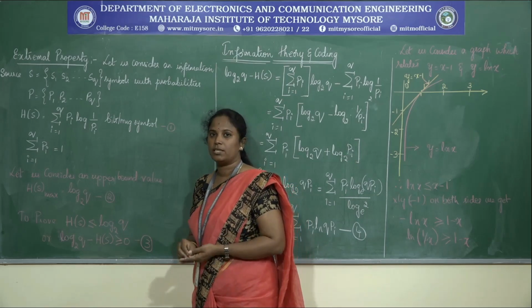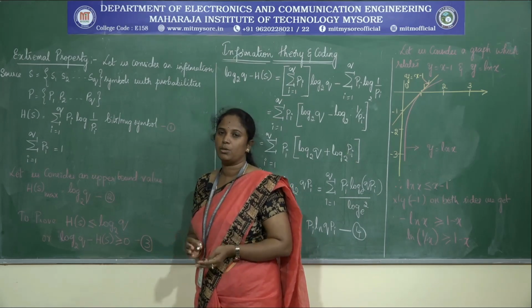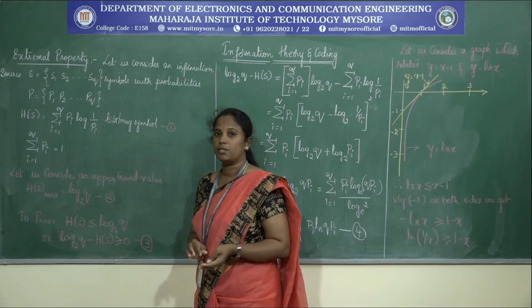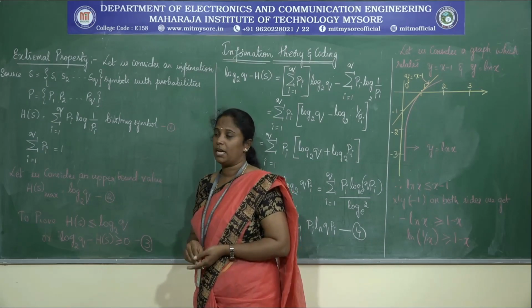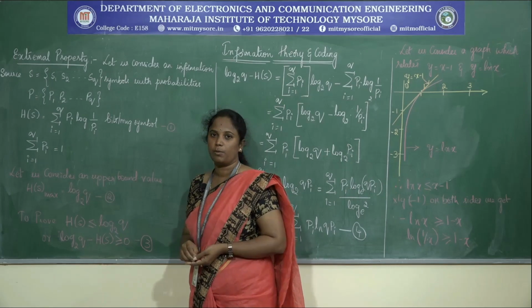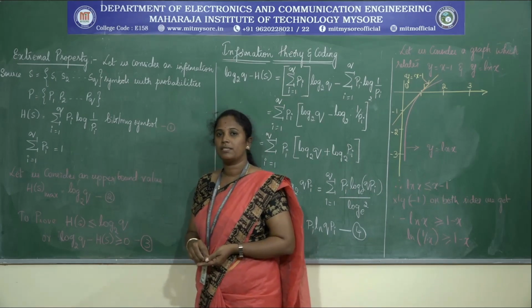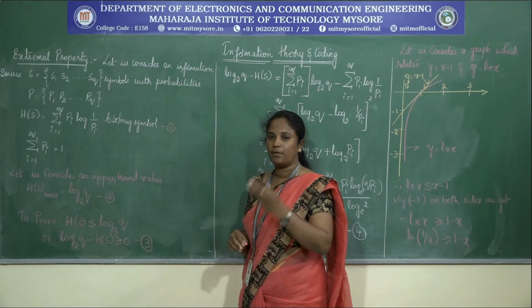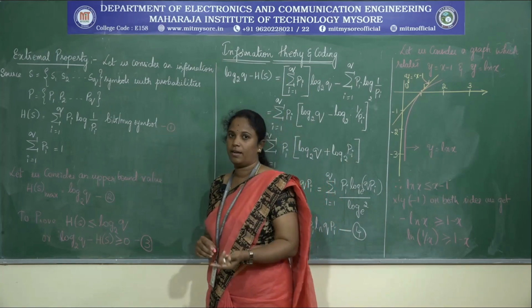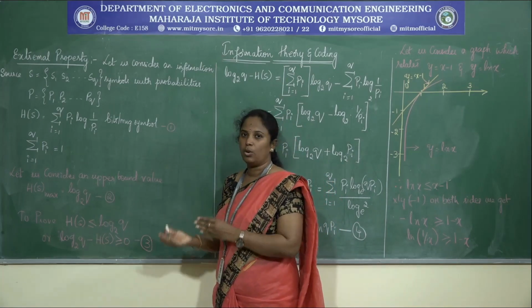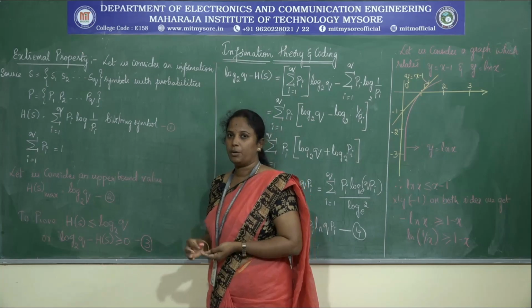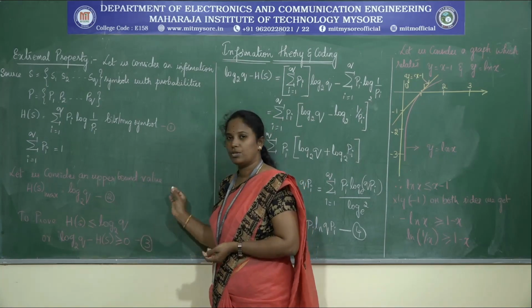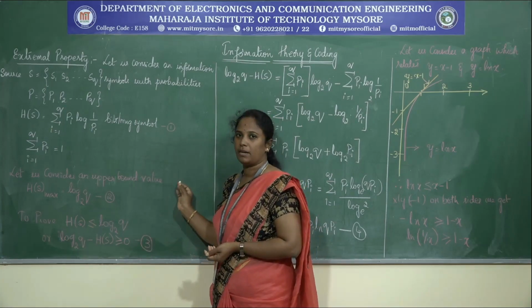Even though you change the position of the probabilities, the entropy remains the same. That is the symmetrical property. The third one is called the extremal property. The extremal property is nothing but the extreme value your entropy can attain and the lowest value your entropy can attain. We are going to show it here with a simple derivation.